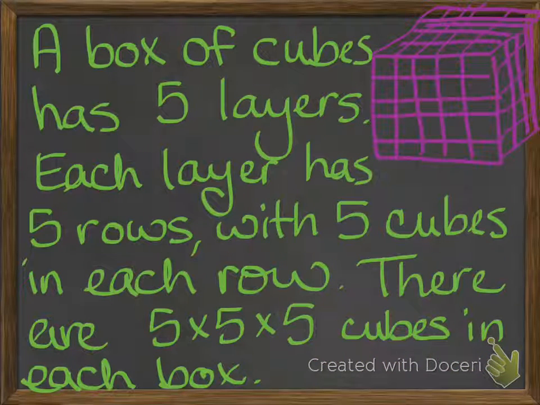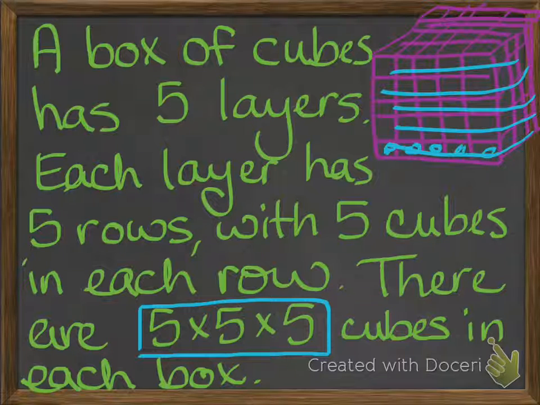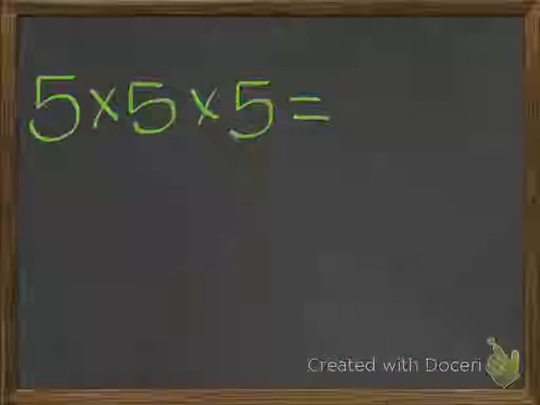So here's our first problem. A box of cubes has 5 layers. So you can see there's layer 1, layer 2, 3, 4, and 5. And each layer has 5 rows, so 1, 2, 3, 4, 5, and 5 cubes are in each row. So that means that there are 5 times 5 times 5 cubes in each box. So we are doing repeated multiplication of the number 5.